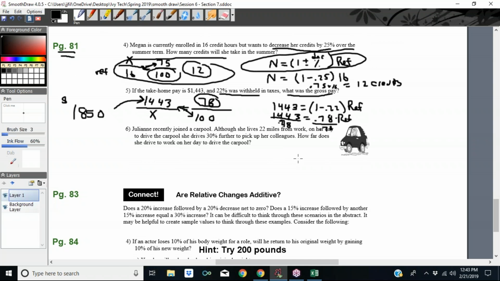All right, so it says number 6, Julian recently joined a carpool. Although she drives 22 miles from work, on her day to drive the carpool, she drives 30% further to pick up her colleagues. How far does she drive to work on her day to drive the carpool? So actually, I'm going to have you do this one on your own. Don't put your answer in the chat box yet. Just give me a hand raise when you have an answer, okay? I'll give you a minute or two to do that.